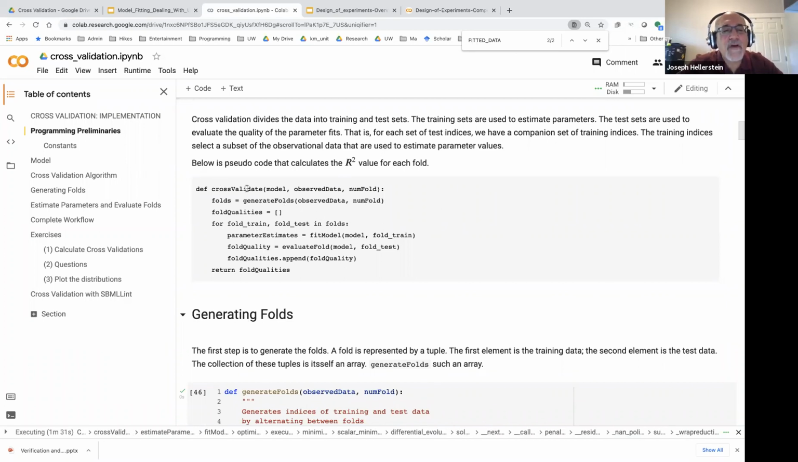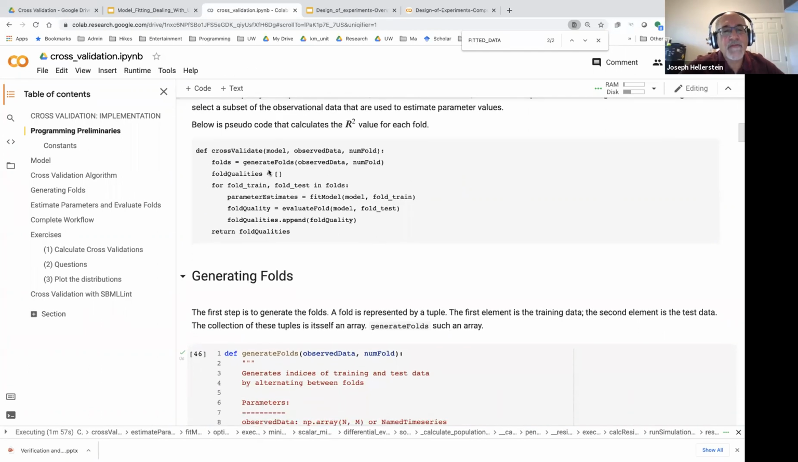Okay, so we have this function called cross-validate, and it is going to do the cross-validation. You give it a model and some observed data, and you tell it how many folds you want. Again, we went through the details of what a fold is, this partitioning of the data. The first step is to construct the folds. The body of this notebook is really about how you write this kind of function. We'll get to that in a second, but for right now it's the overview. So we have something that generates folds.